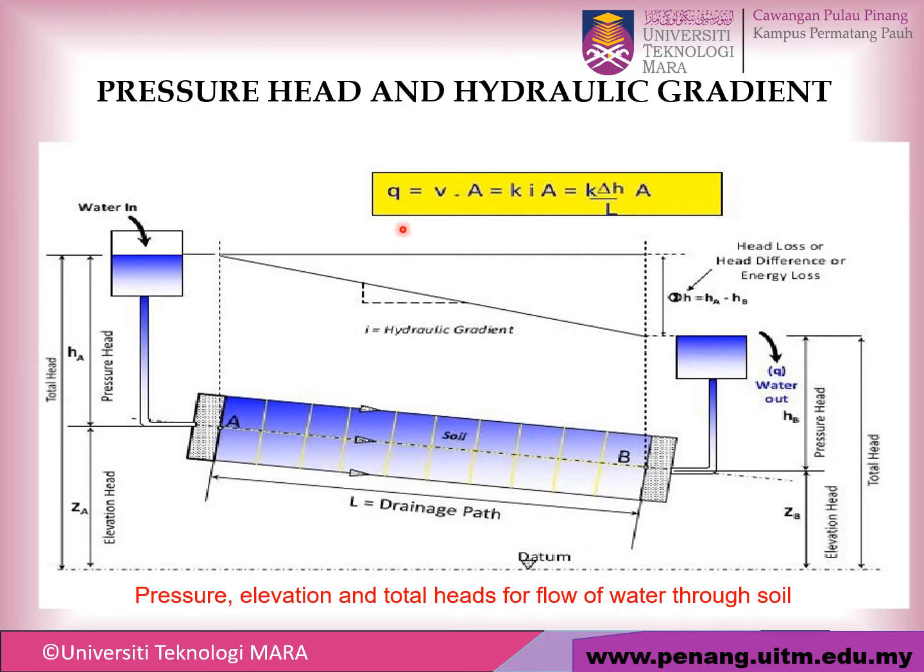If you see here, this is the equation. Q is equal to V times A. V is velocity. So velocity is K times i. Alright, so how to determine K and i? K is the coefficient of permeability. i is the hydraulic gradient. i is delta H here over L. Okay, delta H is HA minus HB. L is the drainage path.